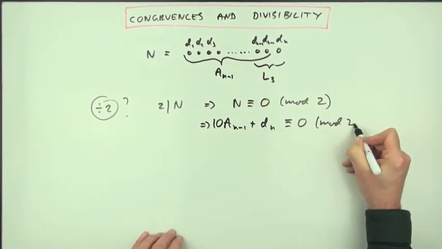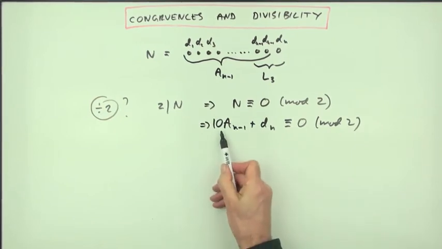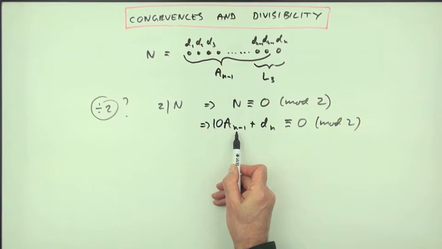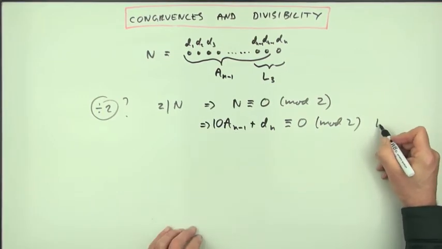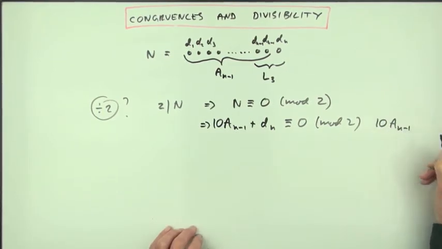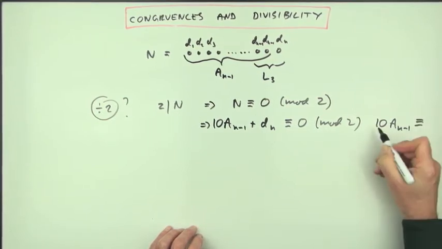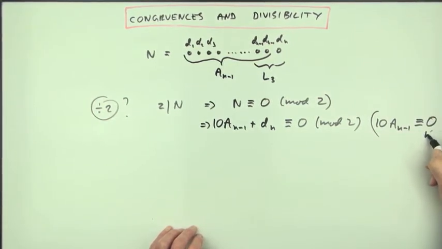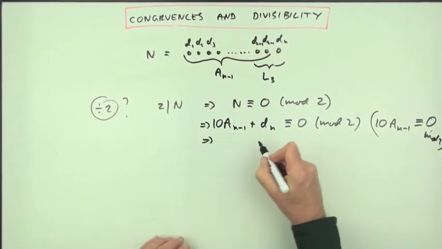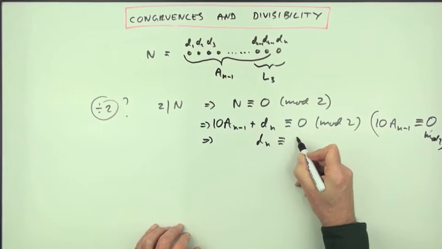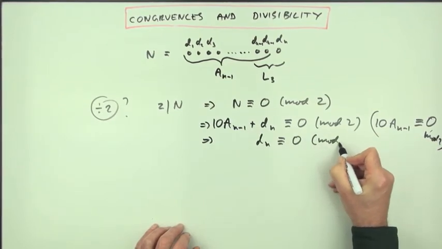Now obviously, this term divides by 2. 10 of anything, 10 a n minus 1, is obviously congruent to 0 mod 2, which means this just boils down to d n should be congruent to 0 mod 2.